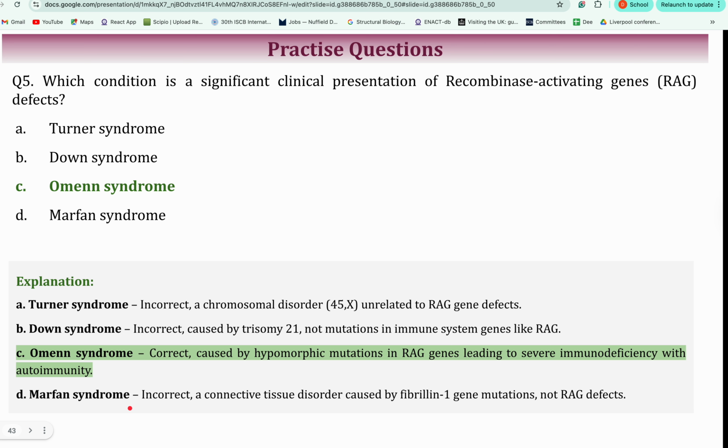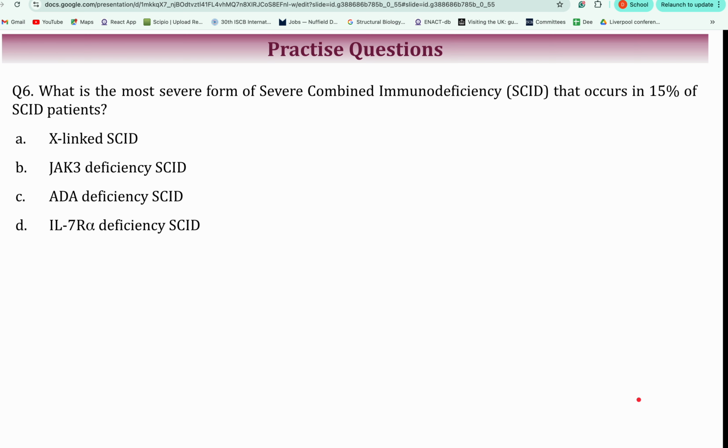Then if we talk about Marfan syndrome, this is also incorrect because it is a connective tissue disorder caused by FBN1 (fibrillin 1) gene mutations and not the RAG defects. Okay, now let's move to our next question.